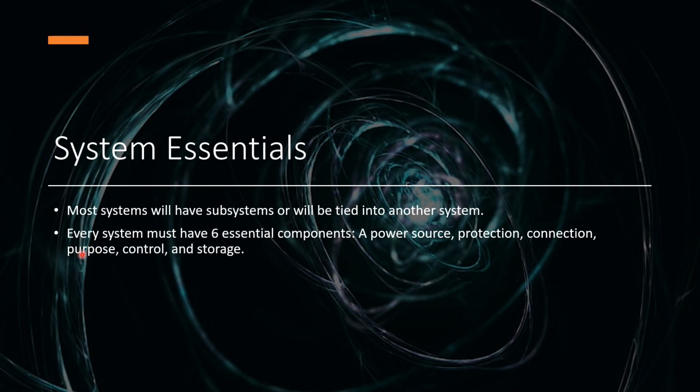So whatever our load is in an electrical system, that's going to be our purpose. If it's to turn the lights on, then the purpose of the system is to turn the lights on. Control, we're going to have switches, we're going to have control modules, but there's going to be a form to control the system, and there's always going to be storage. Now in an electrical system, the storage and the power source are going to be the same one. The battery stores the electrical potential and is also the power source for it.